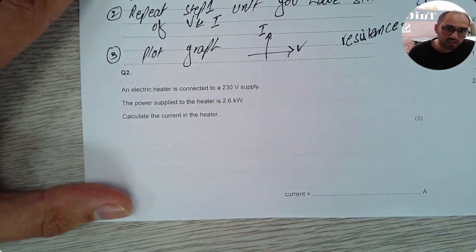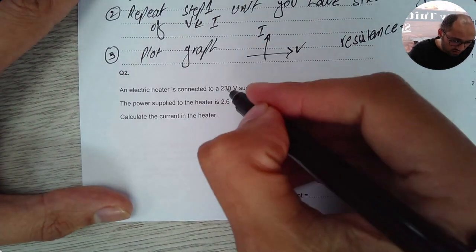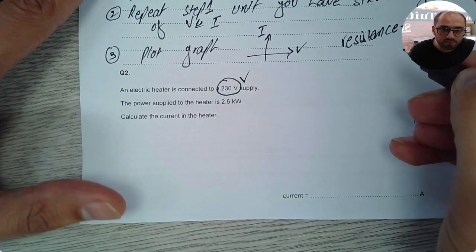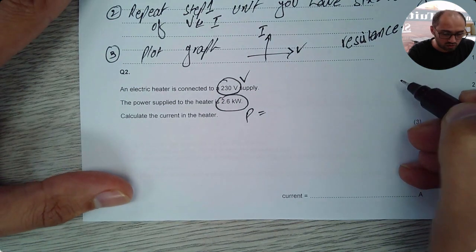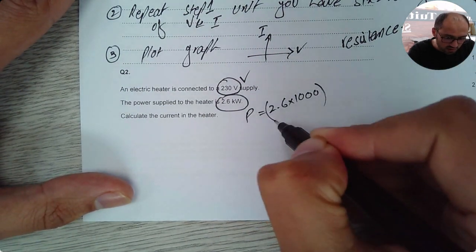Next question. It says an electric heater is connected to a 230 volt supply. Now this is a calculation question, so unit conversion may be required. I'll assign them with the letters. So this is the value of V. This is the value of P, but I can't use it in kilowatts, so I'll have to do a unit conversion. I'll multiply this by 1000, and this is now in watts.